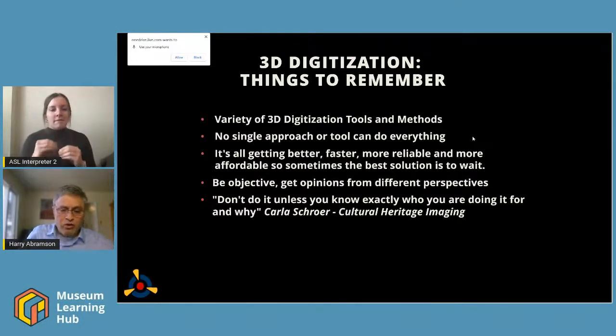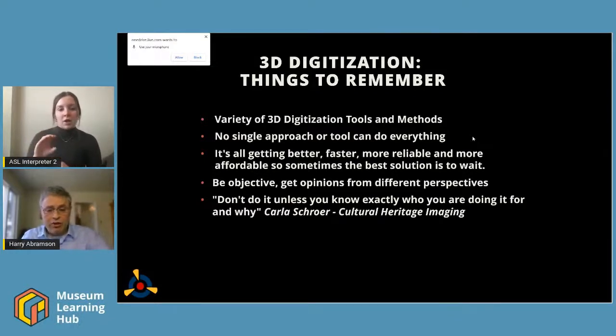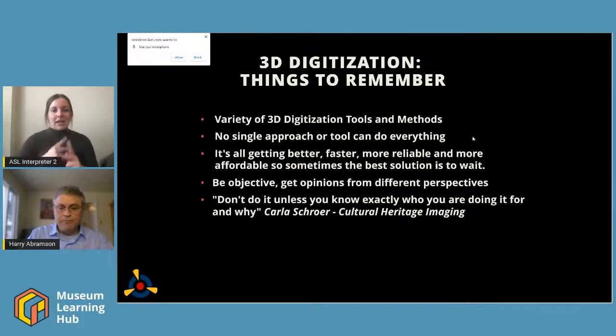As Carol Shore said in last week's presentation, don't do anything unless you know exactly who it's for and why you're doing it. And that has a lot to do with the differences in how we can scan an object in one way and deliver one type of data, and then we scan another way, it's a different type of data. And you really need to align yourself with those things in order to know you're doing it right.